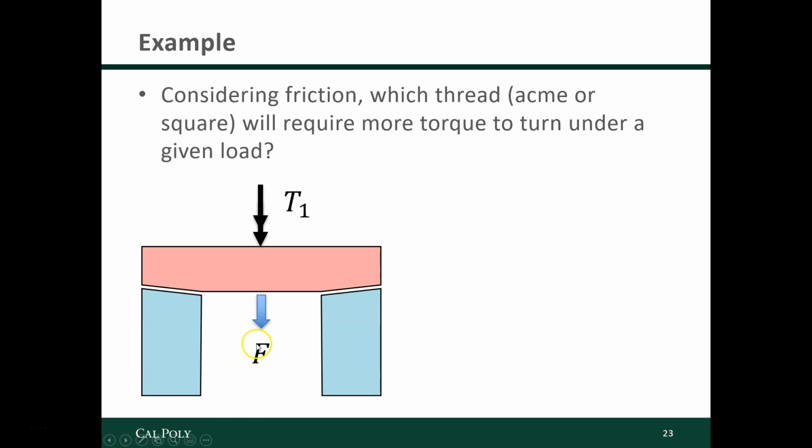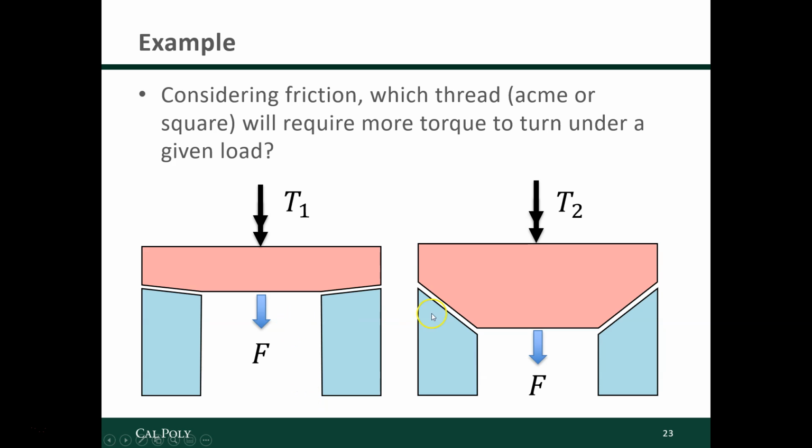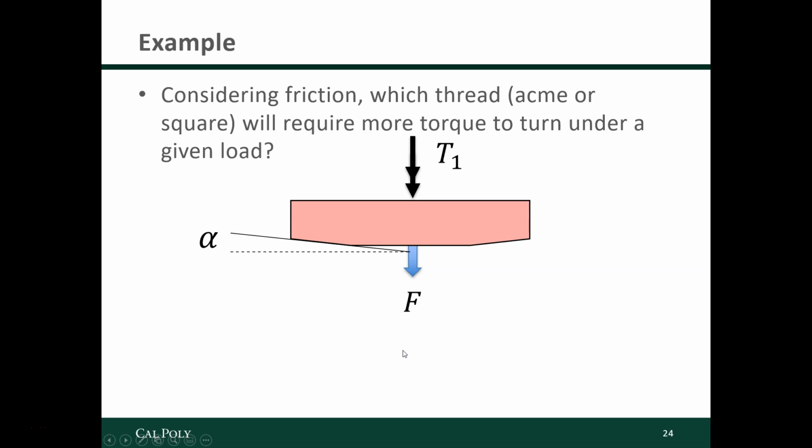If you're applying a certain force F down on it, there's going to be friction between these surfaces. If you try to rotate this red part, it's going to require some torque to turn it. Now, what if we made that wedge angle, this angle here, a lot steeper? You apply the same force downwards. How much torque is it going to take to turn that? Which one is going to require more torque under a given load? Well, let's think about it a little bit.